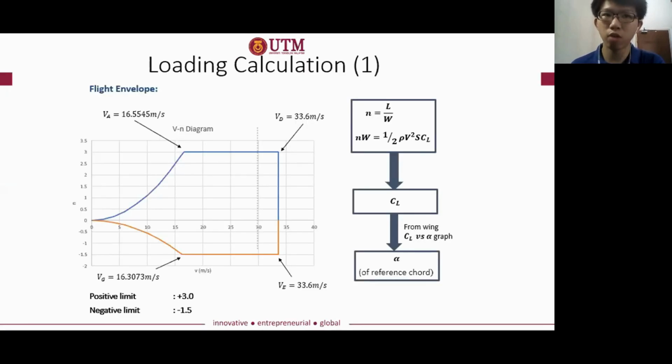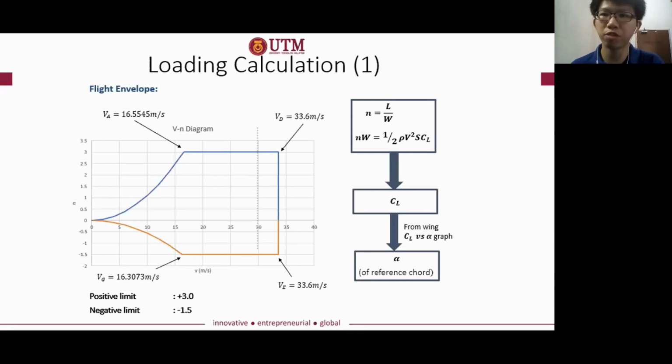So as you can see over here, the figure shows the flight envelope. So what is a flight envelope? Flight envelope is the region within which an aircraft can operate safely. If an aircraft flies outside the envelope, it may suffer damage. The limits should therefore never be exceeded. To construct the flight envelope, the load factor limits are very important. They are +3 and -1.5 according to the project requirement and as per Federal Aviation Regulation FAR Part 23.